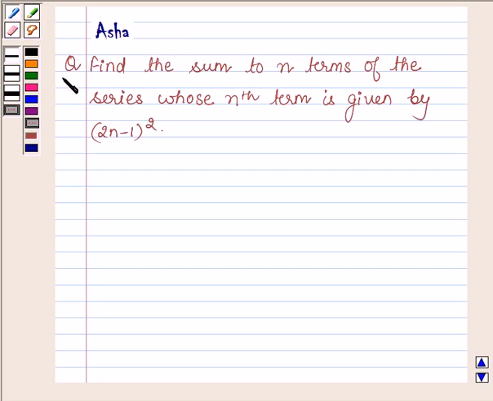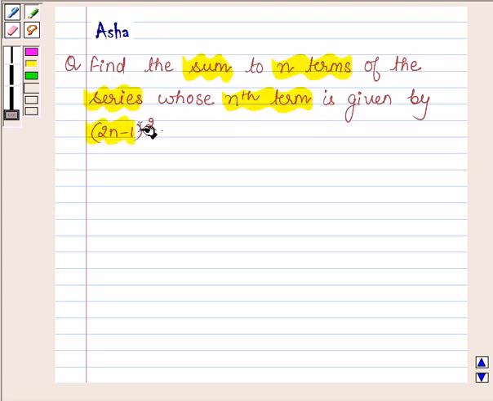I am Asha and I am going to help you with the following question which says, find the sum to n terms of the series whose nth term is given by (2n minus 1) whole square. So let's now start with the solution.